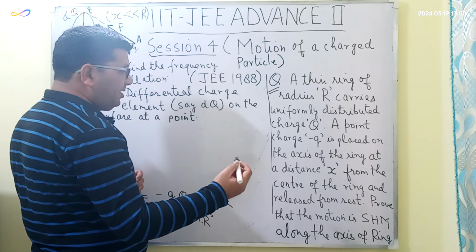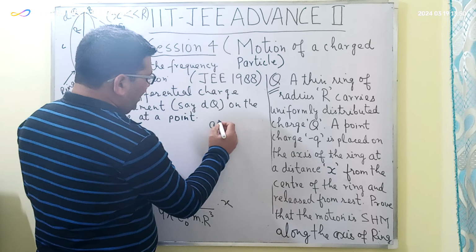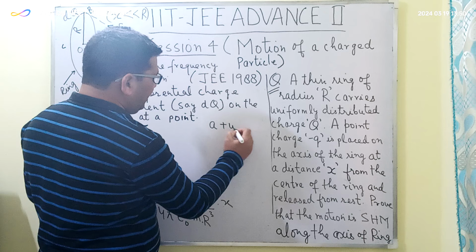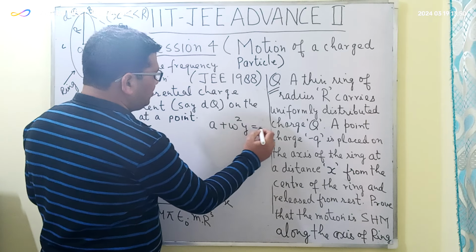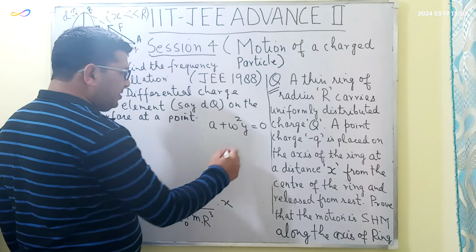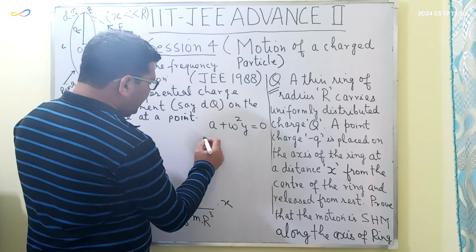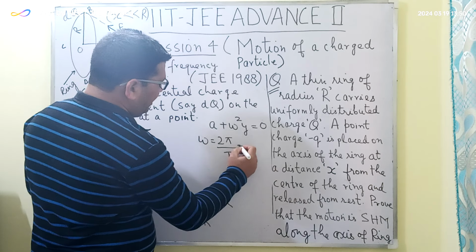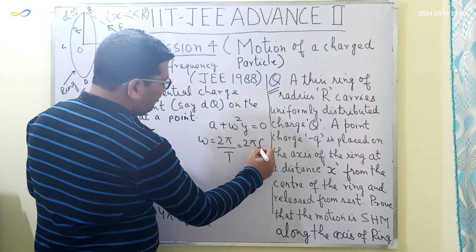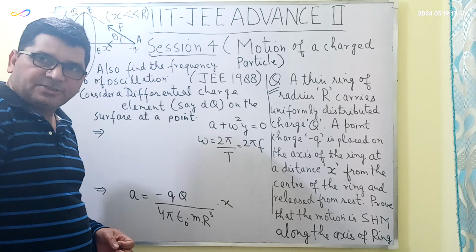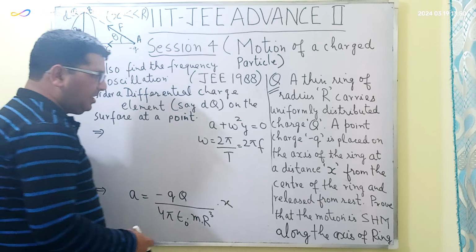you must have studied that the acceleration of a particle executing simple harmonic motion is given by a + ω²y = 0, where a is the acceleration of the particle executing simple harmonic motion, ω is the angular velocity, which is given by 2π/T, where T is the time period, and this is also equal to 2πf, because f is equal to 1/T, and y is the displacement of the particle executing simple harmonic motion.